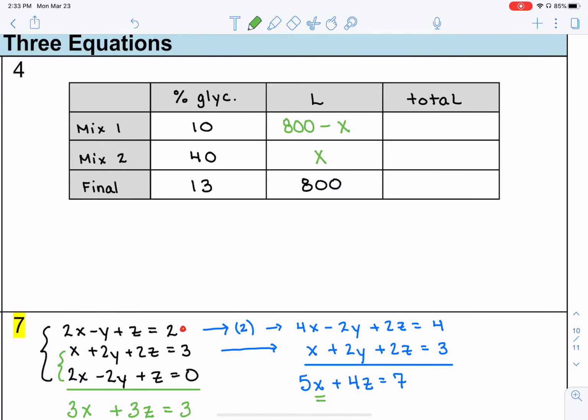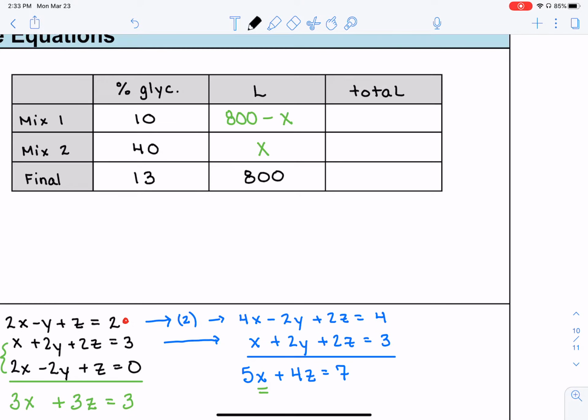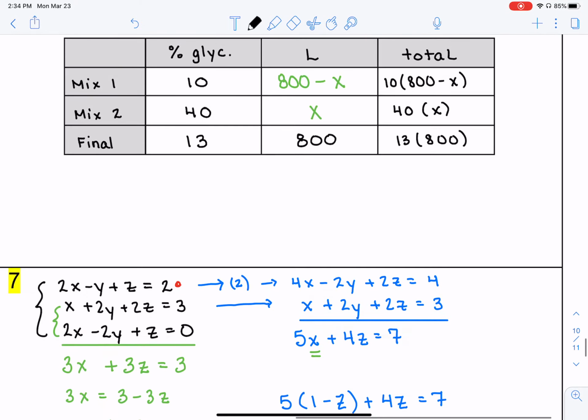Then I'm going to distribute that across. I take the glycerin and I distribute it to the liters. So in other words, the 10 gets distributed to the 800 minus x. The 40 gets distributed to the x. The 13 gets distributed to the 800. And I make an equation out of this. I take mix 1 and I distribute the 10, and I get 10x.